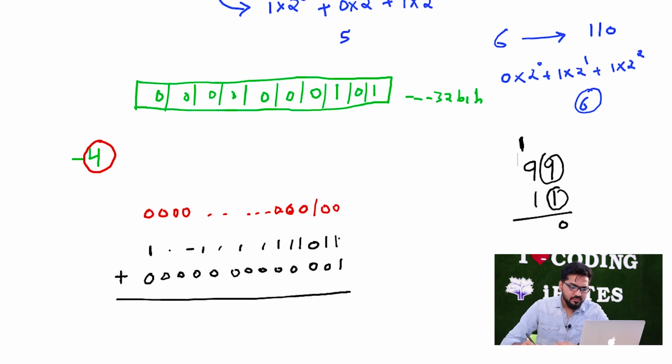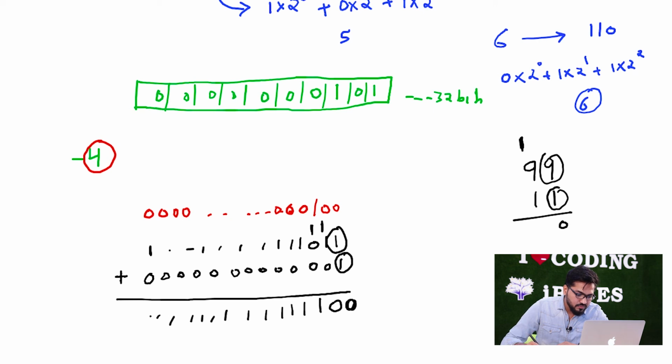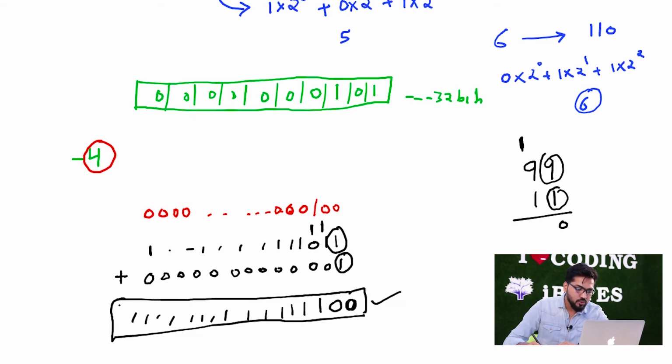Similarly, when I add 1 and 1, since 2 cannot fit over here because it is more than 1, I write 0 and 1 is carried forward. 1 plus 1 is 2 again, so 0 and 1 is carried forward. Then this is going to be 1, and further everything is going to be 1, 1, 1, 1 and so on. This is how minus 4 will be stored in memory.